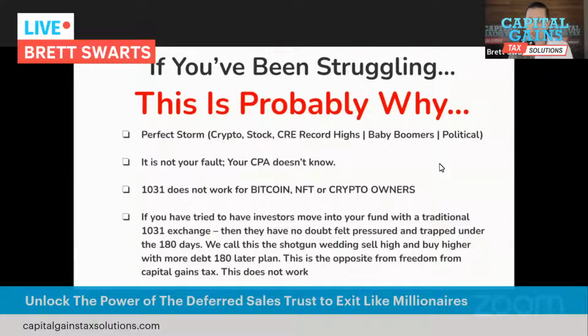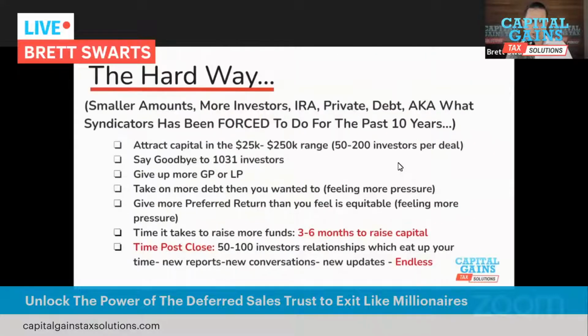As well, remember, 1031 exchange doesn't work for Bitcoin, NFTs, cryptocurrency, primary homes, business sales. And so it's just really tough, right? And by the way, the hard way, the 1031 exchange, what clients have been forced to do, they had to use the 1031 only for primary homes, but it didn't work for anything else.